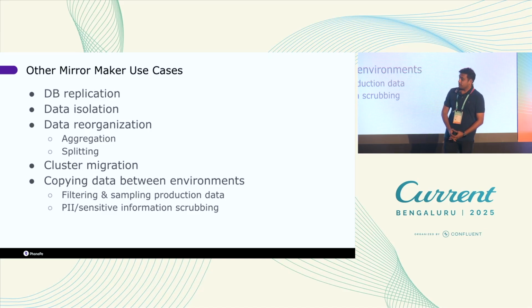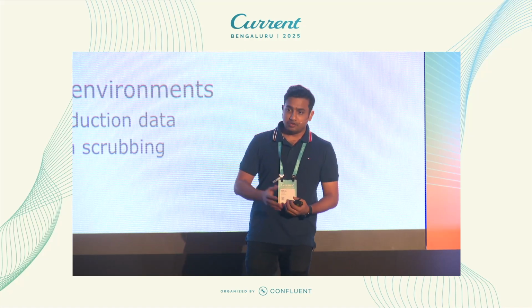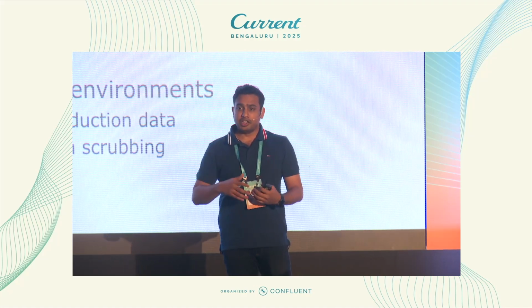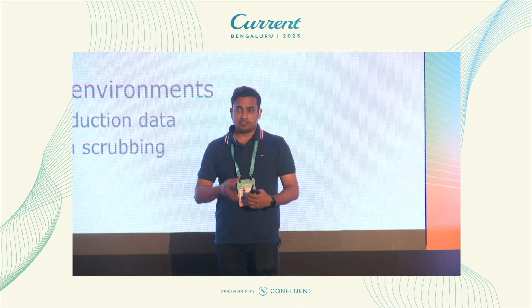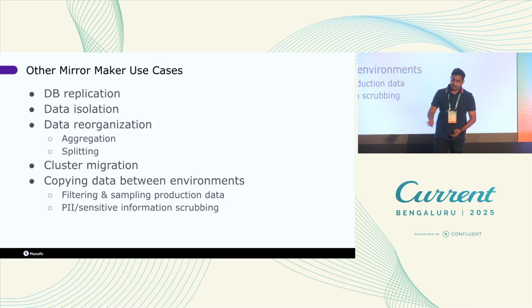Various other use cases are data isolation. For example, in one of our events platforms, the data comes to the primary Kafka cluster, and from the primary Kafka cluster, the data flows into different Kafka clusters as per their needs. There we use it for data isolation purposes, so different teams get the data based on their use cases from our primary events platform Kafka cluster. Various other use cases are data reorganization, aggregation, splitting, cluster migrations, copying data between different environments, and filtering PII sensitive information. These are the various other use cases for which we use MirrorMaker.